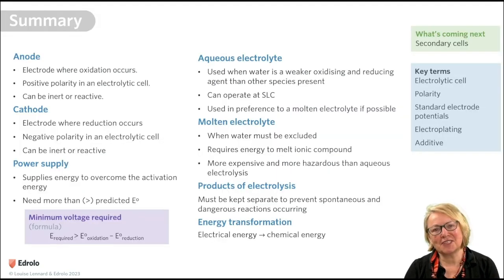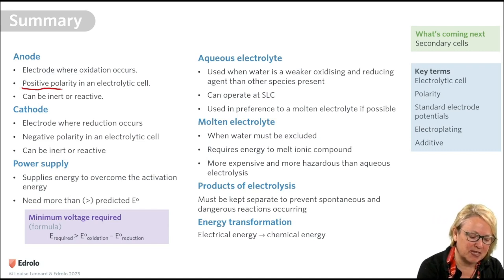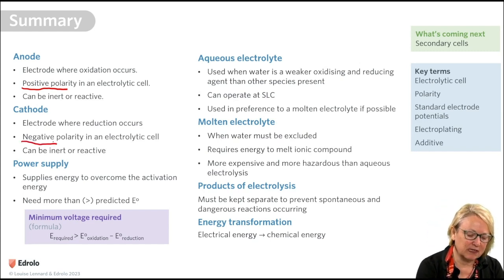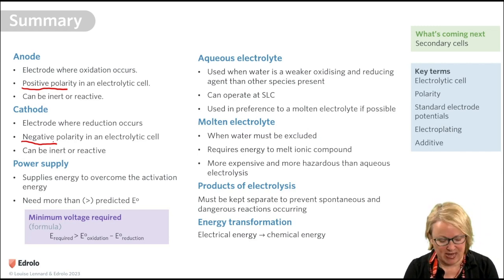Okay, we've learnt a lot in this lesson. Let's summarise what we've learnt. The anode is always the electrode where oxidation occurs. It has a positive polarity in an electrolytic cell and it can be inert or reactive. The cathode is the site where reduction occurs. It has negative polarity in an electrolytic cell, and it can be inert or reactive.